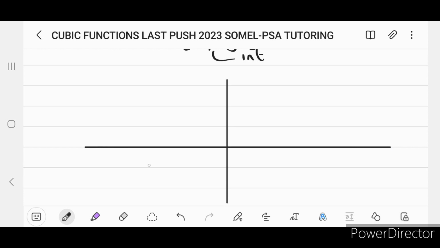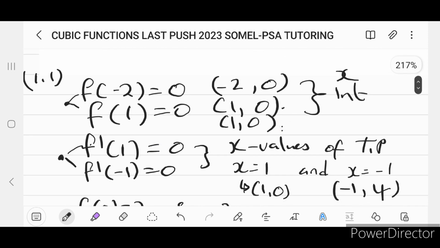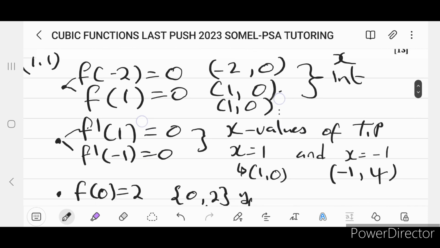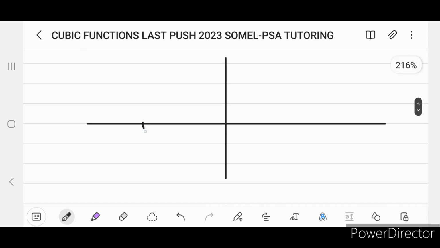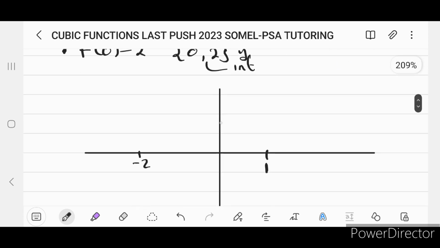So what are my x-intercepts? I'm starting with my x-intercepts. This is -2, 1, and 1. So this is -2, and then this is +1. Okay, and my y-intercept is 2. It's a +2.